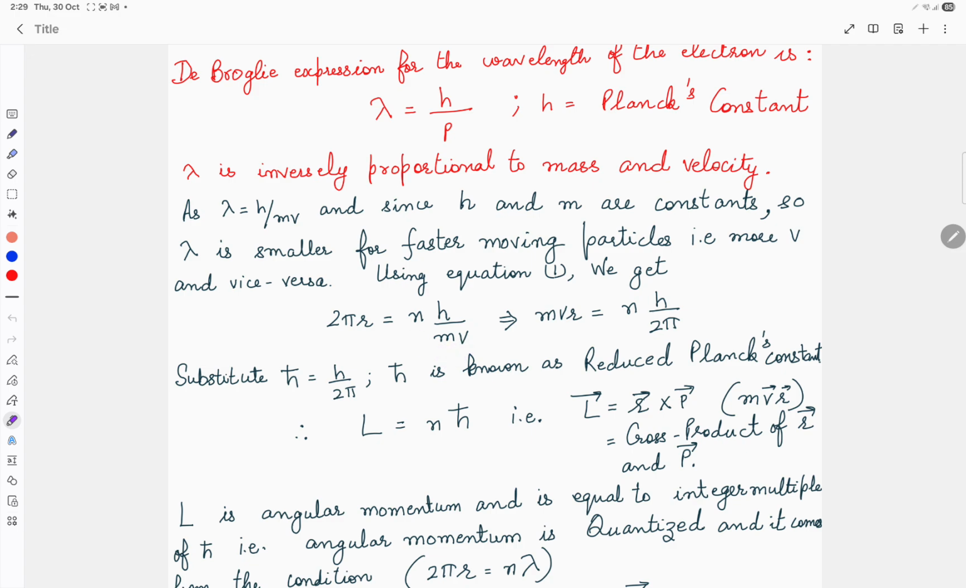So just get this quantity mvr on the left hand side. To the right hand side we will be left with nh over 2 pi. So this mvr is basically the angular momentum. This is equal to n, which is an integer multiple, right? And h over 2 pi we can replace with h cross. This is reduced Planck's constant. This is again a constant. So I can express the angular momentum to be n into h cross.